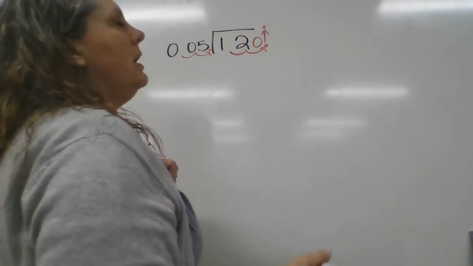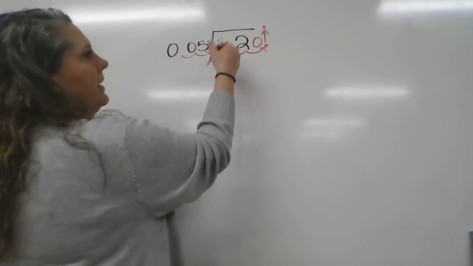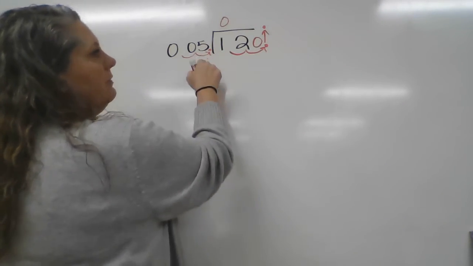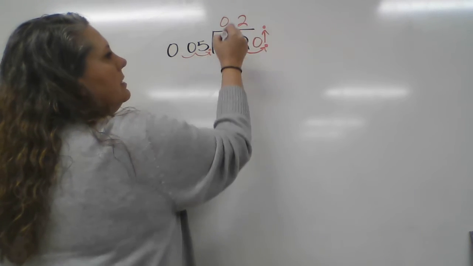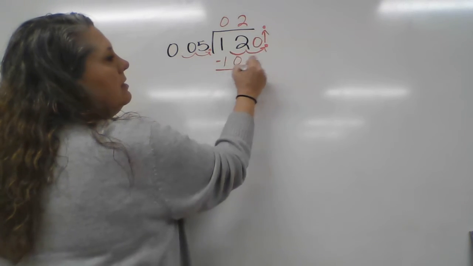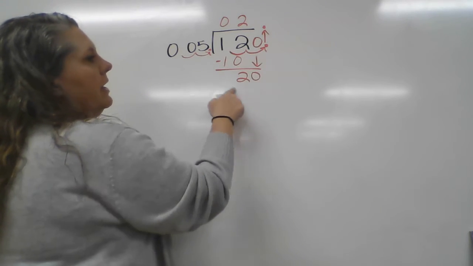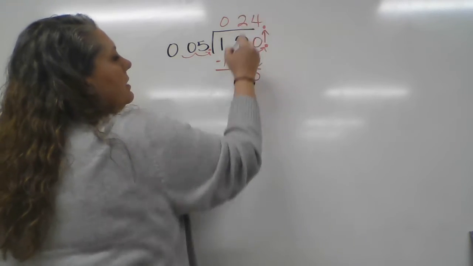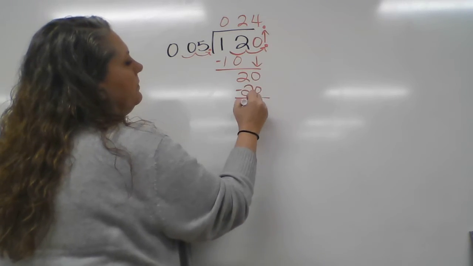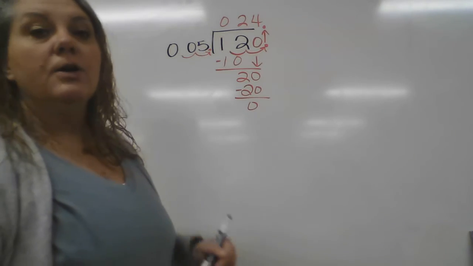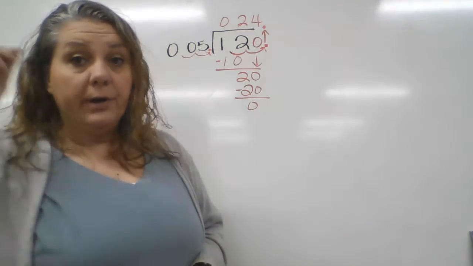Okay, so now we have 5 divided into 1. Can't do that. 5 can go into 12 twice. 5 times 2 is 10. 2 left over. Bring down my 0. Now divide again. 5 into 20 goes 4 times with nothing left over. Okay, so that would be 24. You want to look at one more?